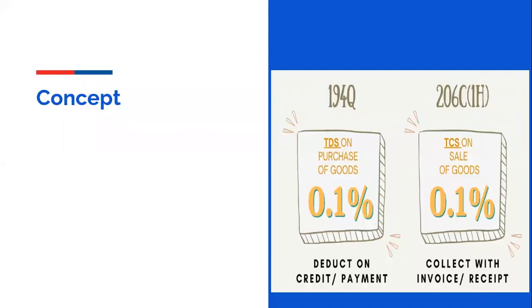Concept. Now first we have to clear the concept about 194Q and 206C1H. Now 194Q says that TDS should be deducted on the purchase of goods, in the payment to the vendor, at a rate of 0.1%. And the 206C1H TCS rule says that it will also be 0.1%. TCS should be collected at 0.1% on the sales transaction or in the receipt transactions.